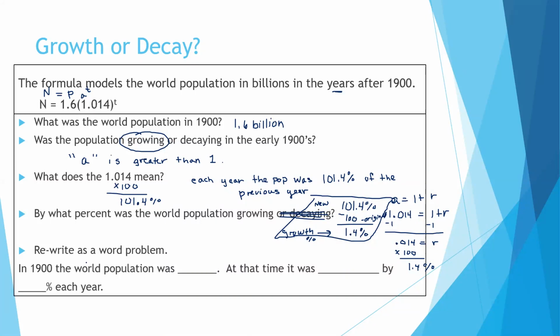We're then asked to rewrite it as a word problem. So in 1900, the world population was 1.6 billion. That's our start. At that time, it was growing by 1.4% each year. And so that's the words that describe the exponential model that we have in this problem.